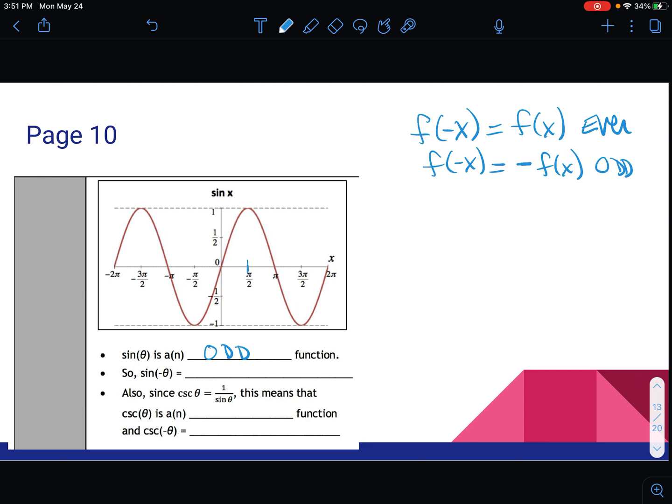Think about if I plug in pi over 2 and negative pi over 2, what are the outputs? 1 and negative 1. So sine of the opposite of theta is the opposite of sine theta by definition. And also, since cosecant is the reciprocal function, cosecant is also odd, and the cosecant of the opposite of theta is the opposite of cosecant theta.